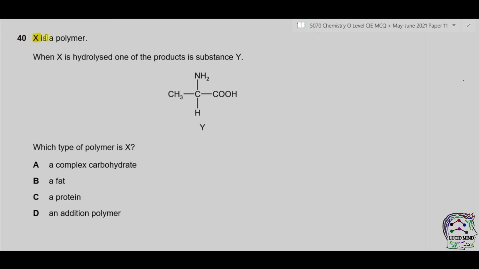Question 40. X is a polymer. When X is hydrolyzed, one of the products is substance Y. This is substance Y. Which type of polymer is X? In Y we have a carboxylic acid, we have an NH2 amine group, we have an alkyl group, we also have hydrogen. So this shows the structure of an amino acid. And amino acids come together to form proteins.